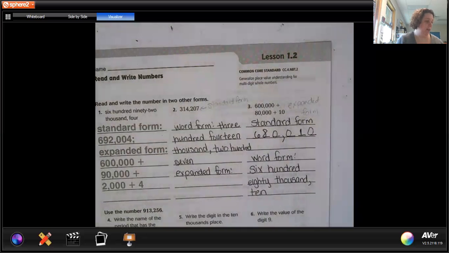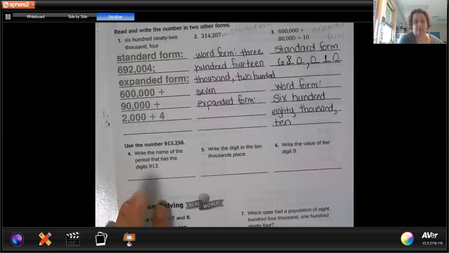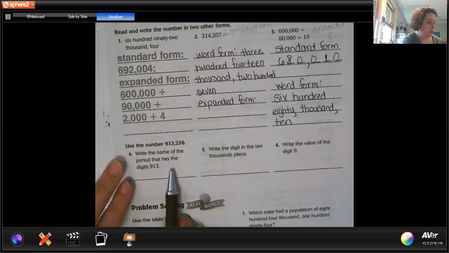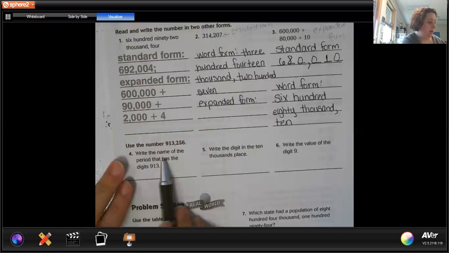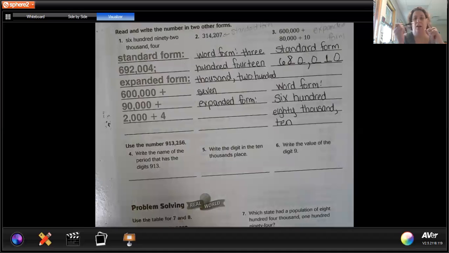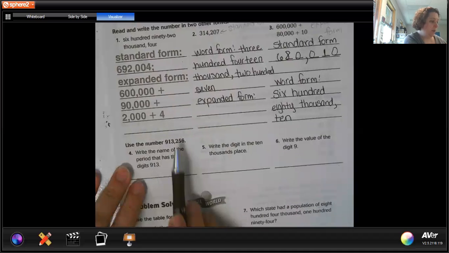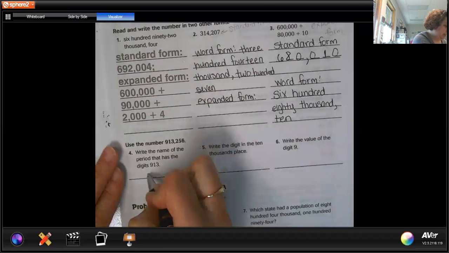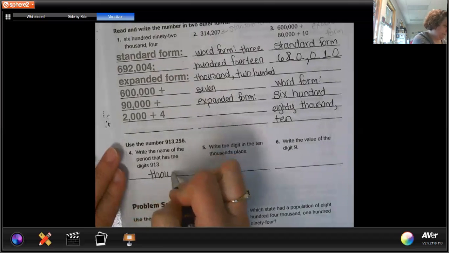So now the next part of this worksheet talked about the number that is in the period that has the digits. So it says write the name of the period that has the digits 913. So the period is going to be hundreds or ones, thousands, millions, whatever. So I'm looking at 913, it is going to be in the thousands place. So the period that it is in is the thousands.